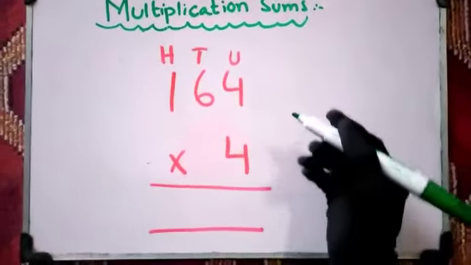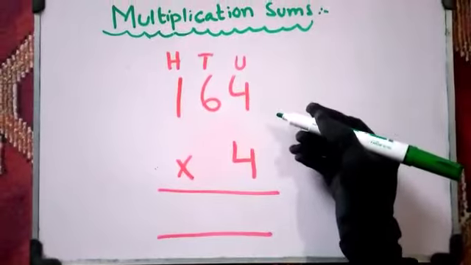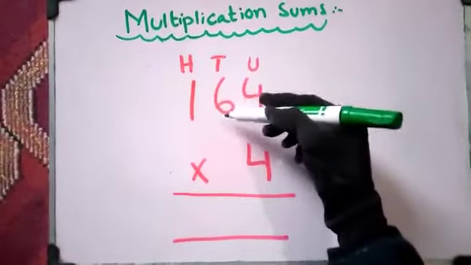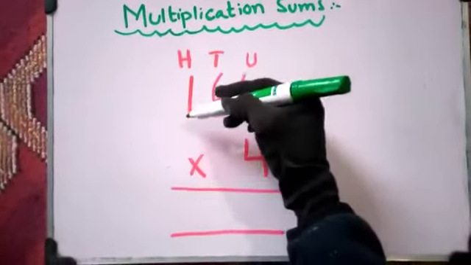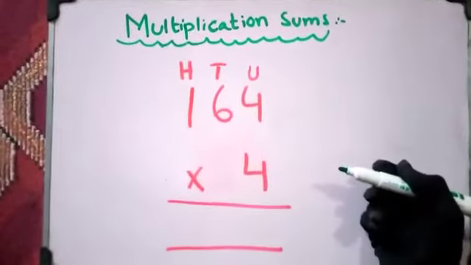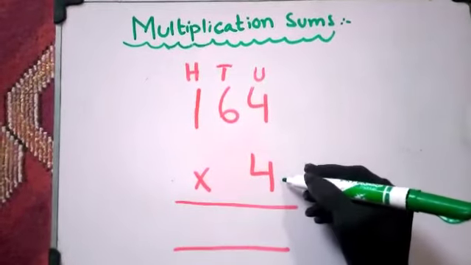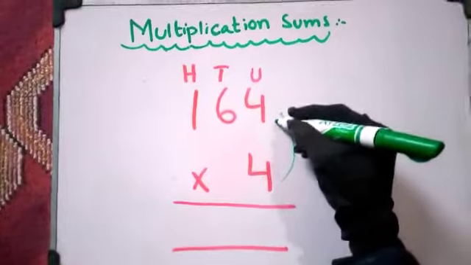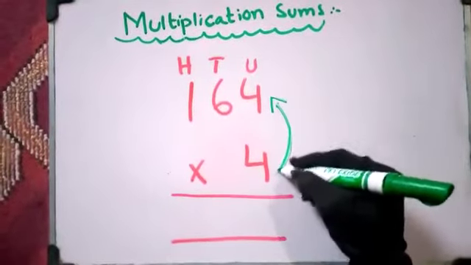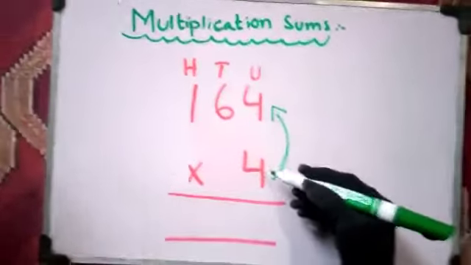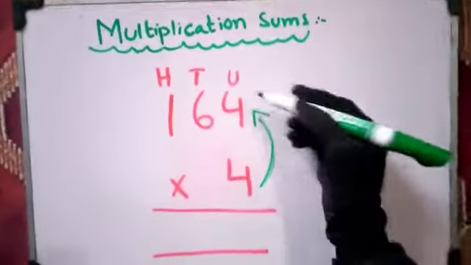Now let's do another example. You know, it is unit column, it is tens column and it is 100 column. In first step, we multiply the numbers in unit column. We read table of 4 up to 4.